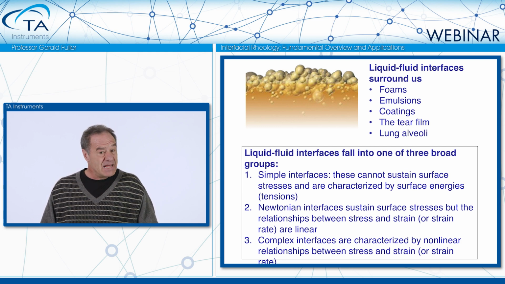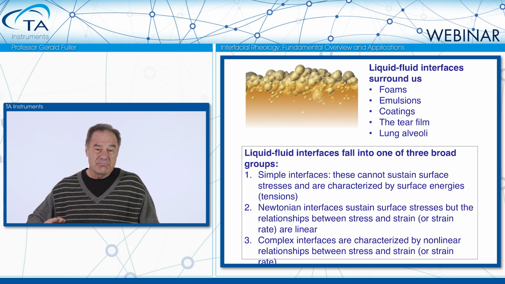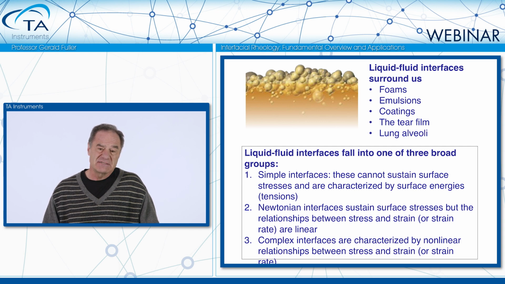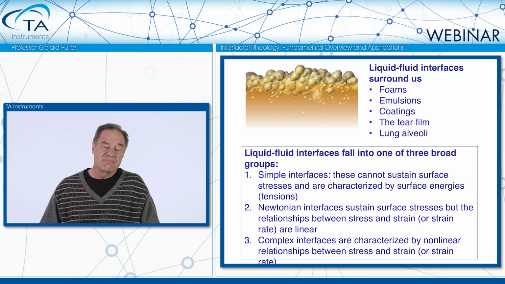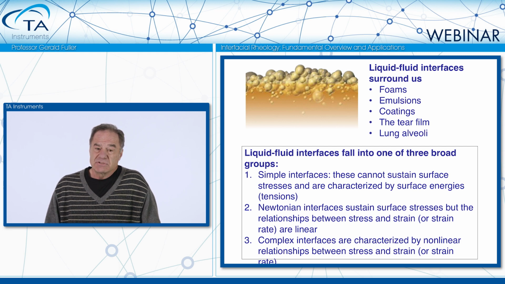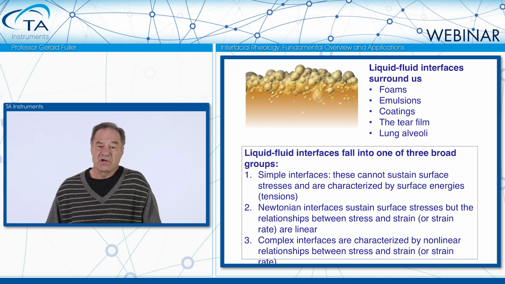Moving up, you have what we call Newtonian interfaces. These are interfaces that can support a stress, an in-plane stress, but the relationship between that stress, the surface stress tensor, and the deforming action of surface gradients is a linear one. Just like a Newtonian liquid, we have Newtonian interfaces. And finally, at the most complex level, we have interfaces that do support stresses, but the relationship is highly nonlinear, and we need to make rheological characterization of those interfaces. And those are the most common examples.